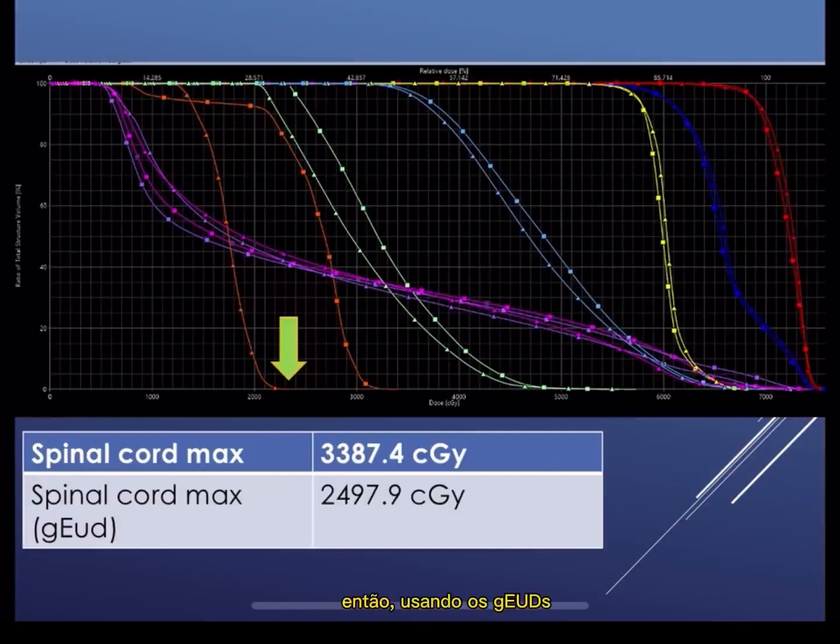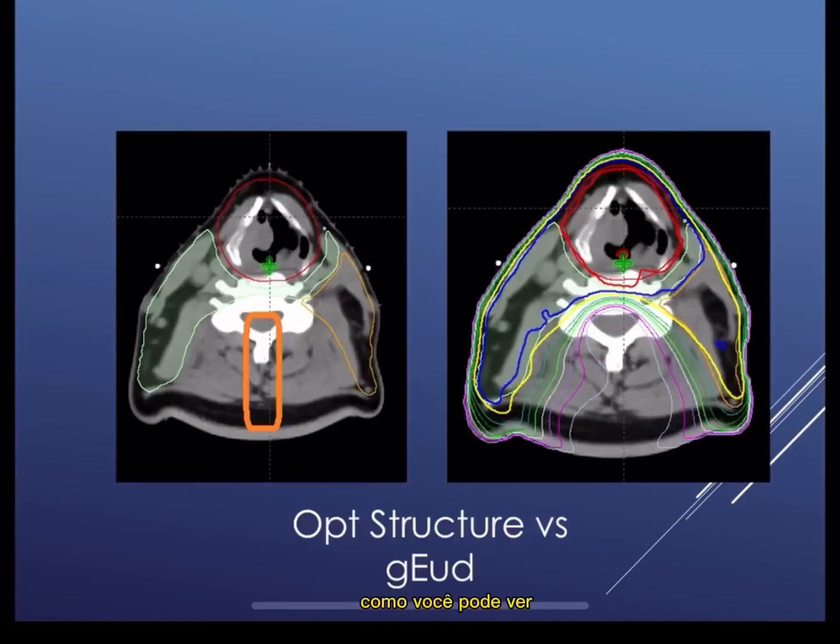So using the gEUDs, I was able to push this max cord dose and still maintain the coverage. In my experience, I like to use either values of 10 or 15. As you can see, instead of using these optimized structures and gEUD, I was still able to maintain a homogeneous dose and squeeze out the lower isodose levels.